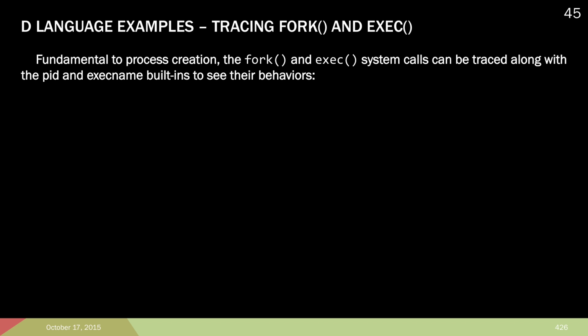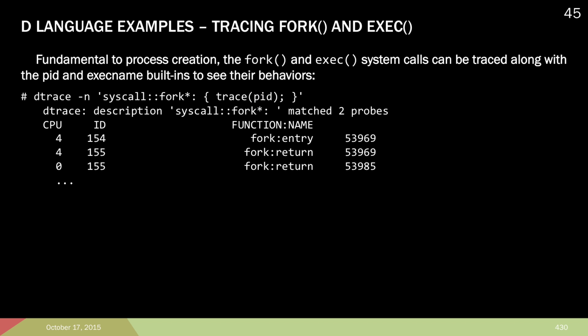Fork and exec are fundamental to process creation. We can trace these system calls. Here's our one-liner. We glob fork to get both entry and return probes. And when they fire, we print the process ID. We see the default probe output along with the process ID responsible for entering or returning from fork.